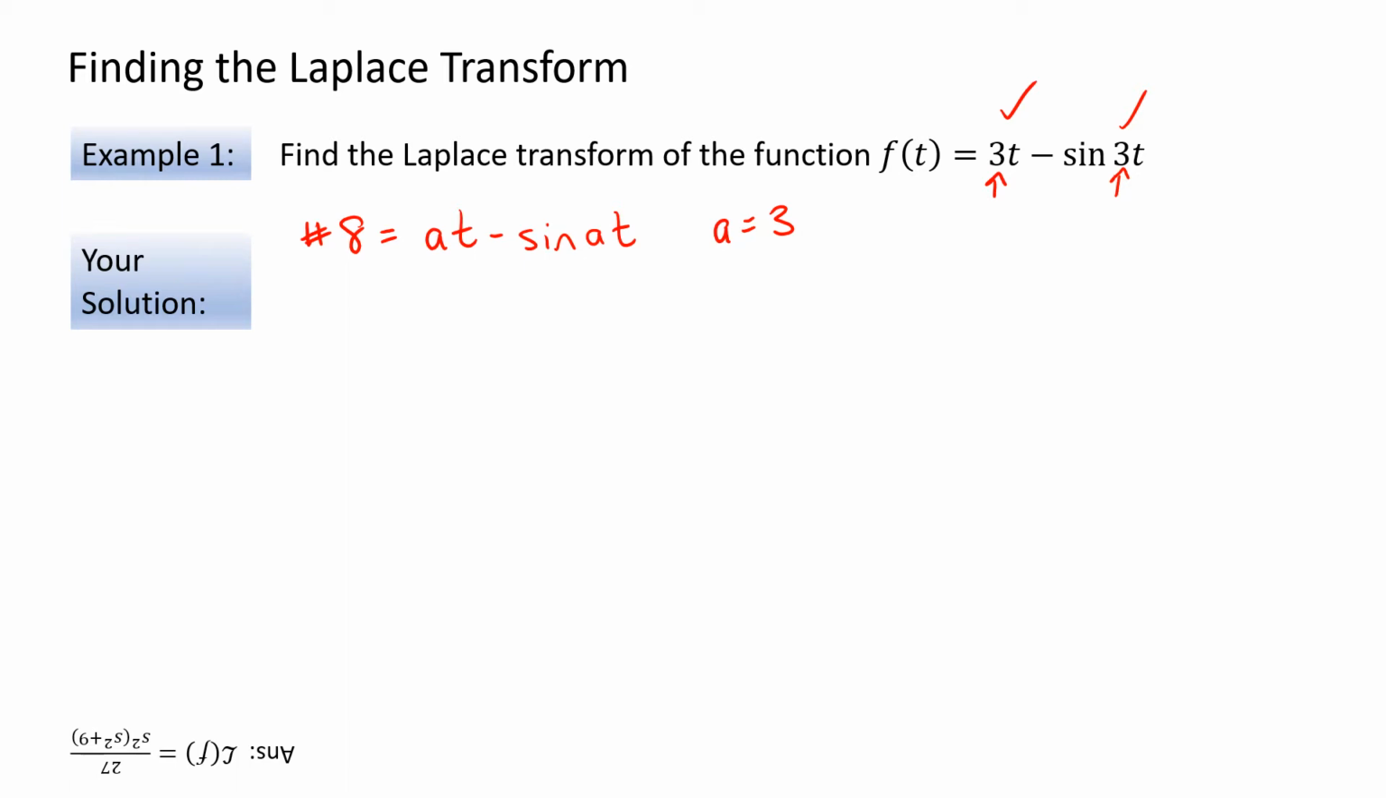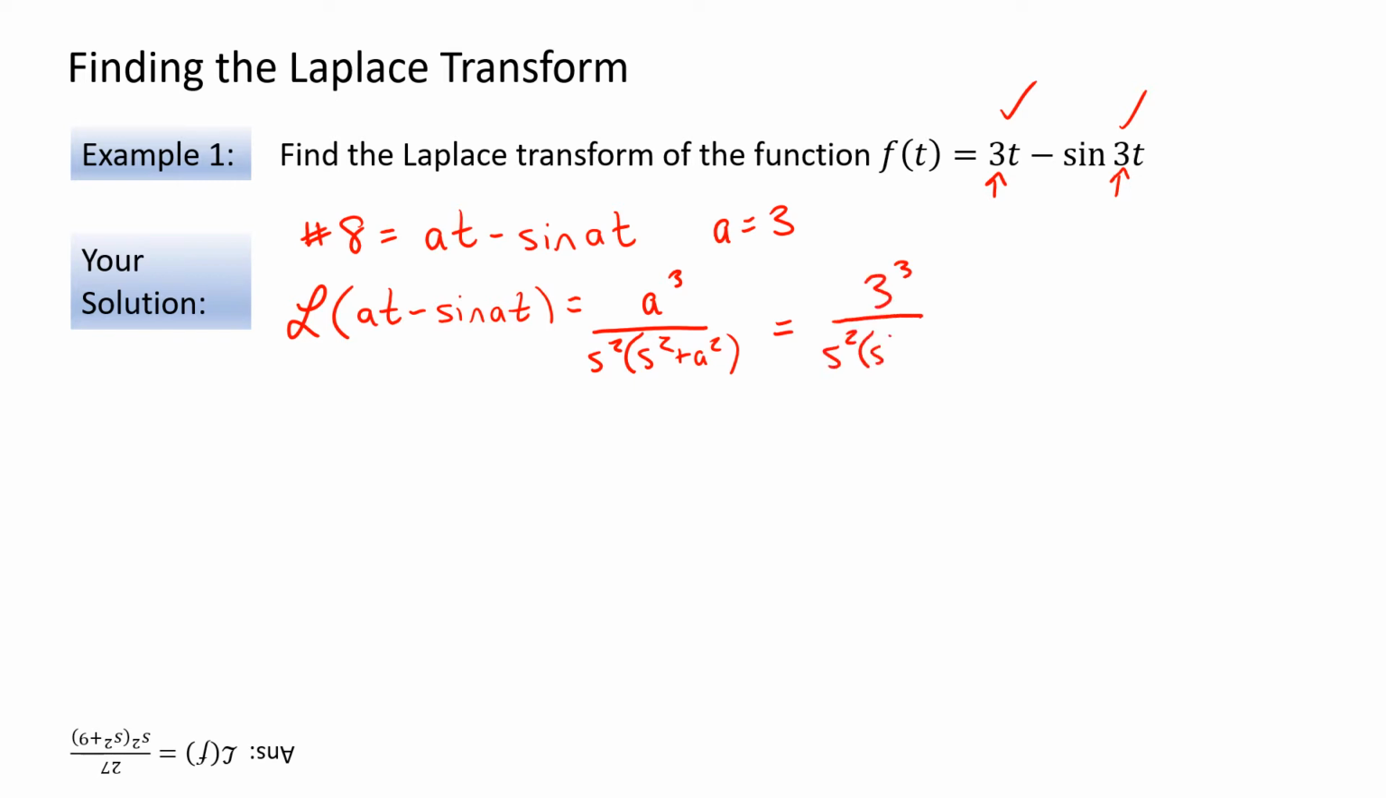So using the Laplace transform for number 8, that's equal to a cubed divided by s squared times s squared plus a squared. Well, a is 3, we substitute it in, and we get 3 cubed divided by s squared times s squared plus 3 squared. Which means we get 27 in the numerator, 3 cubed, divided by s squared times s squared plus 9.